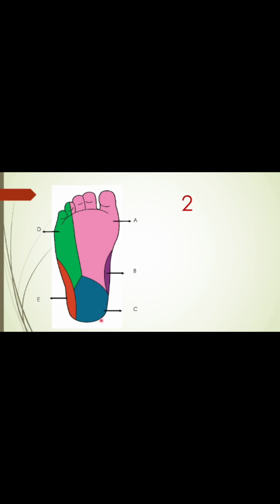A is showing the medial half of the sole and also the medial 3.5 toes. So the plantar surface of the medial 3.5 toes and the medial half of the sole is shown by letter A. So that is the medial plantar nerve. The cutaneous innervation of this region is the medial plantar nerve. B is representing a small segment of the medial border of the sole, and that is innervated by the saphenous nerve.